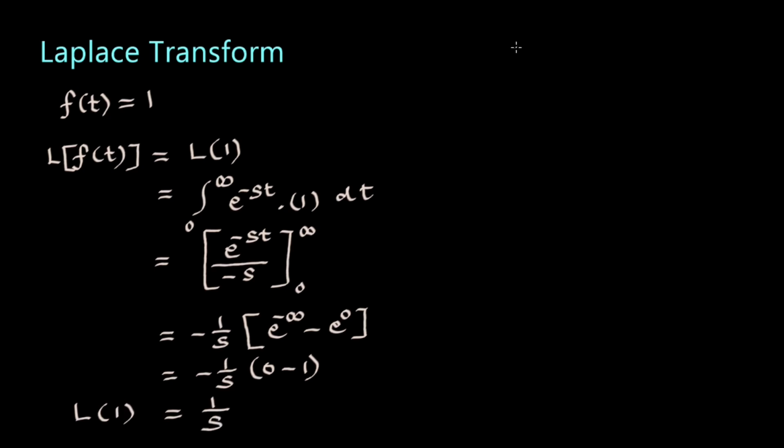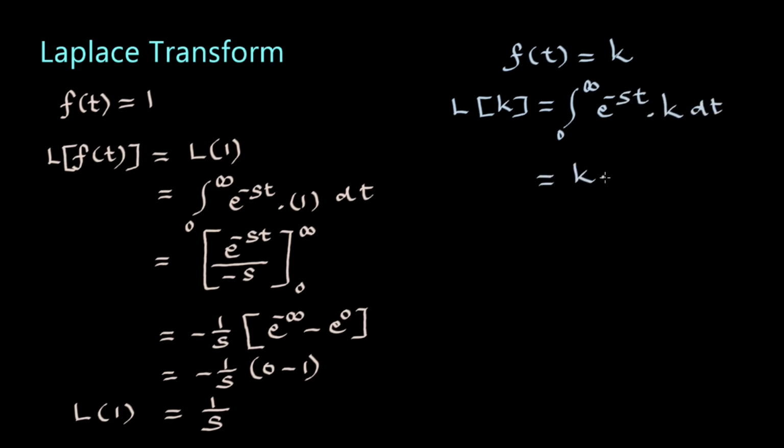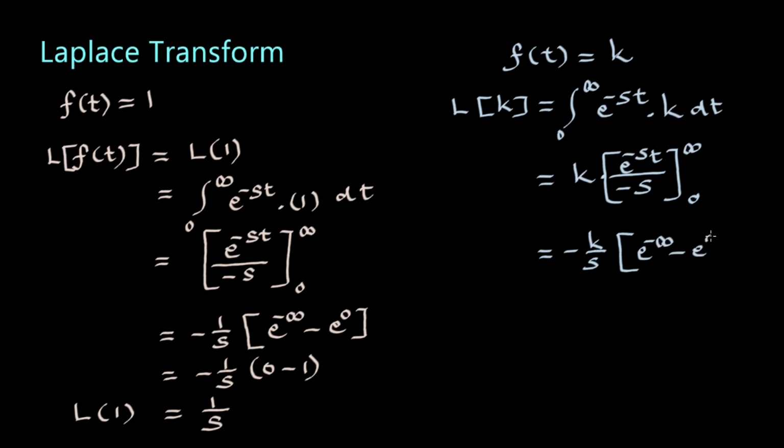Next, let f(t) equals some constant k. So Laplace transform of k will be integral from 0 to infinity of e raised to minus st into k dt. That will be k times e raised to minus st upon minus s from 0 to infinity. That will be minus k upon s into e raised to minus infinity minus e raised to 0, which is minus k upon s into 0 minus 1, which finally will be k upon s. So this is Laplace transform of constant k.